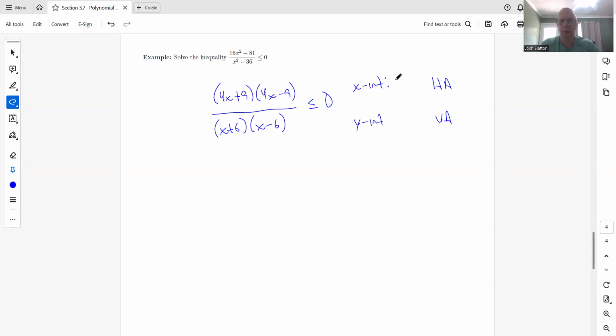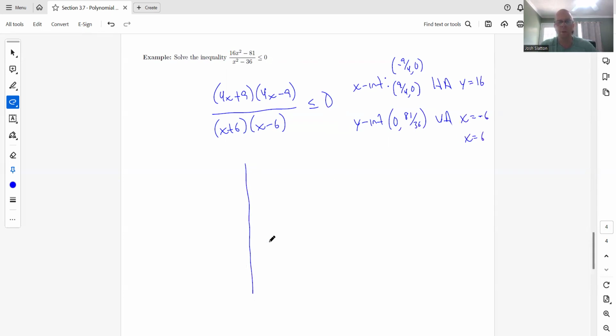So here we have x is negative 9/4, 0, and positive 9/4, 0. The y-intercept, plug in 0 for x, and we just have 81 over 36, which is a little more than 2. And then horizontal asymptote, we have a degree 2 and a degree 2. So the horizontal asymptote would be y equals 16. And then the vertical asymptotes would be x equals 6 and x equals negative 6.